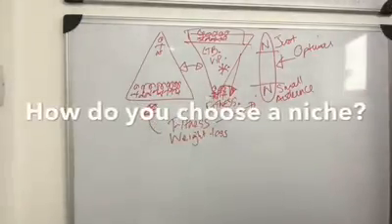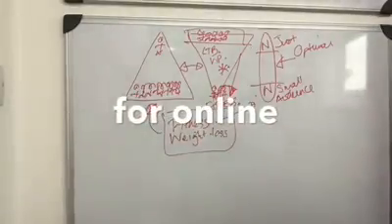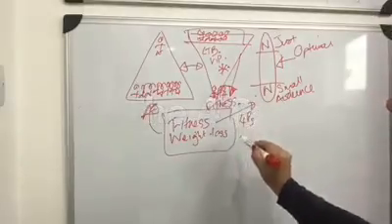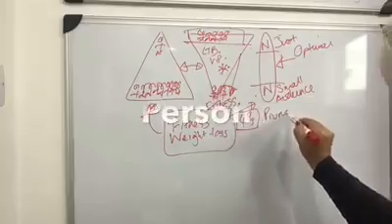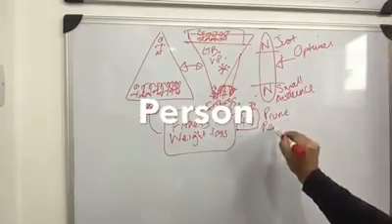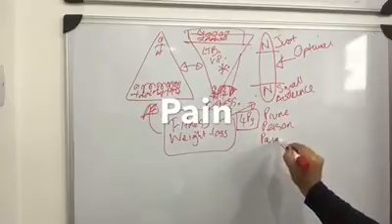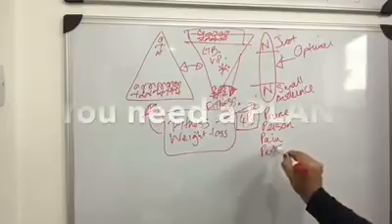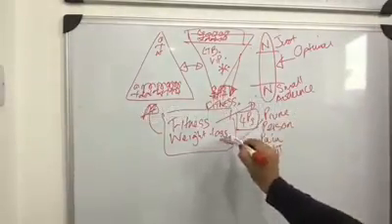So how do you choose an actual niche for online? You need to think about the 4 Ps. So that would be prune, person, and although I hate the use of this, their pain, and what the profit is. And this is why you need a plan. So you need to get this down.